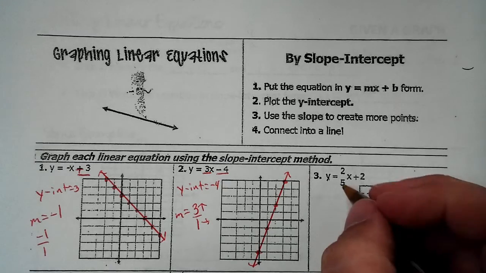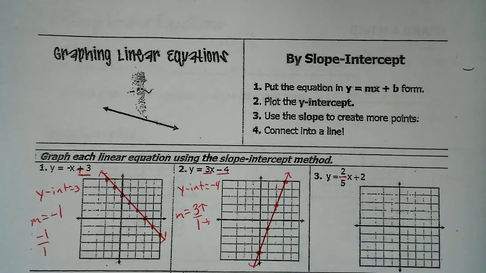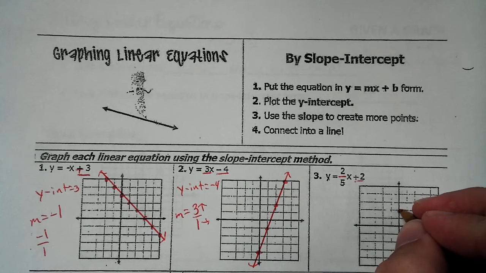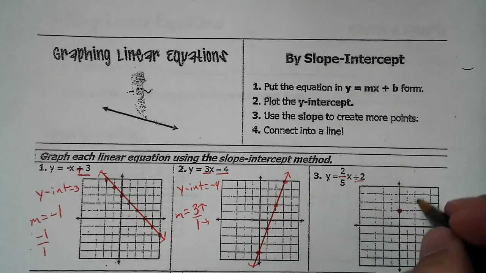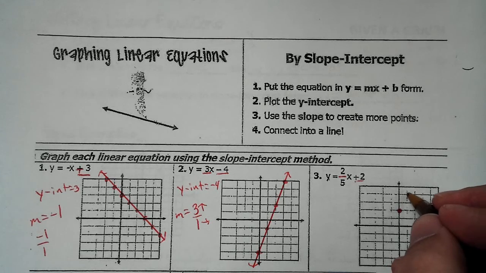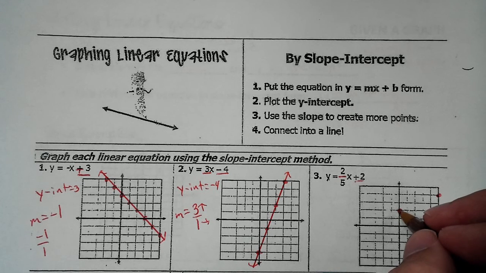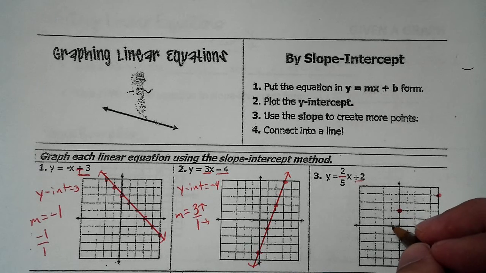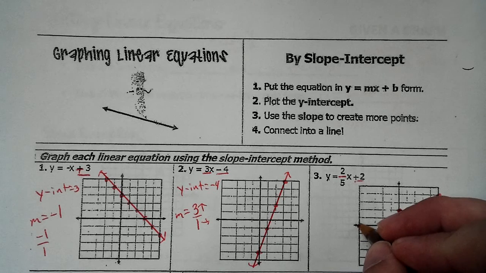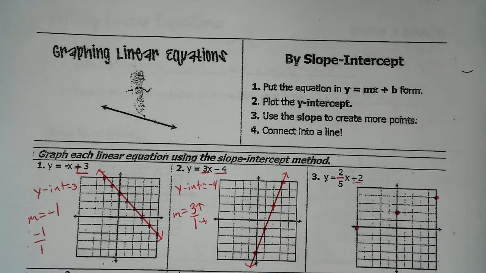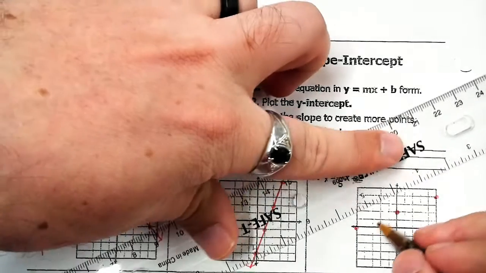On number 3, we have our y-intercept at positive 2, 1, 2, and our slope is 2 over 5. So up 2, over 1, 2, 3, 4, 5. Now, I don't have any more room to go to the right, but I can go backwards. So I'm going to go down 2, and I'm going to go 5 backwards. And it's still increasing, it's still positive, still went through positive 2, so this is my line.